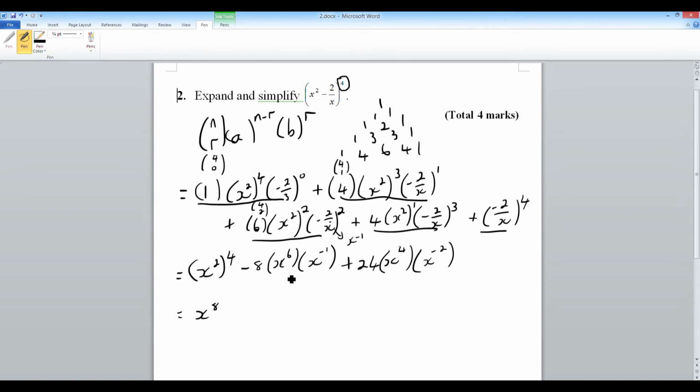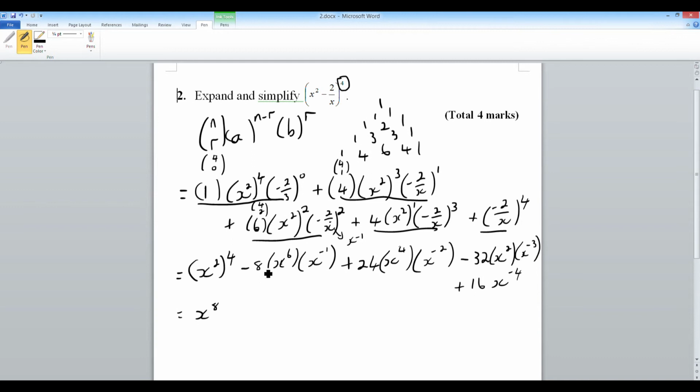Then, so I have 1, 2, 3 terms. For my fourth term, here I'm going to say 4 multiplied with 2 to the power of 3. 2 to the power of 3 is 8. It's going to be negative, so negative 8 times 4 becomes negative 32, and then it becomes x squared multiplied with x to the power of negative 3. And then for my final term, I'm just going to squish it in here. So negative 2 to the power of 4 becomes 16. And of course, it is an even power, therefore the negative becomes a positive. 16 x to the power of minus 4.